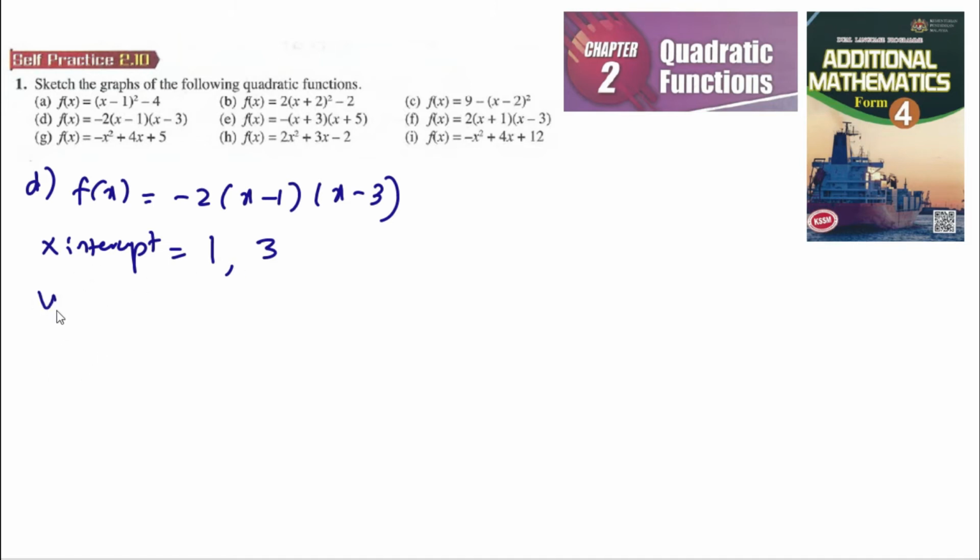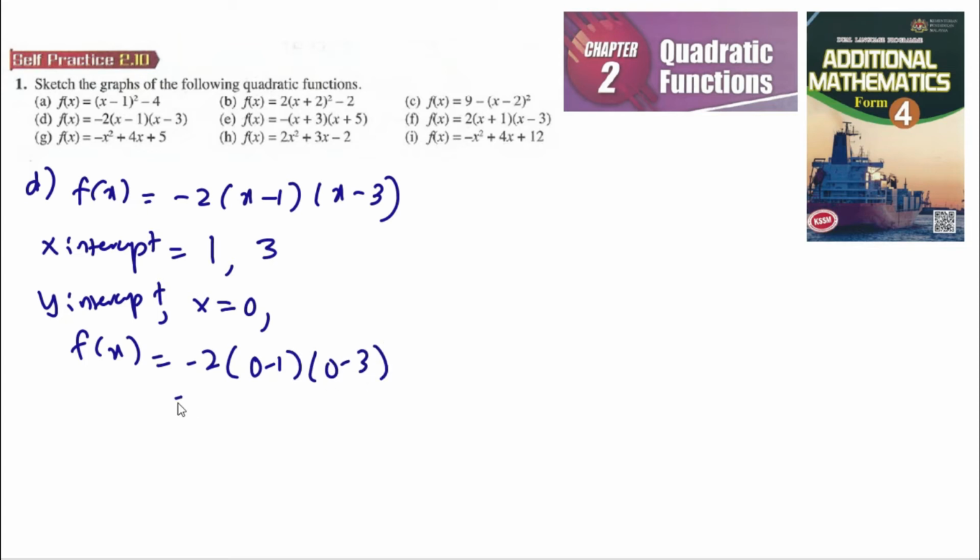So the y-intercept is when x is equal to 0. So when x is equal to 0, f(x) is equal to -2(0 - 1)(0 - 3), so -2 times -1 times -3. We get 2 times -1... -2 times -1 is 2, 2 times -3 is -6. So we can see here a is smaller than 0, which means it has a maximum point.